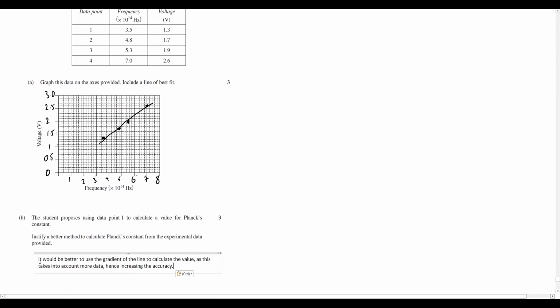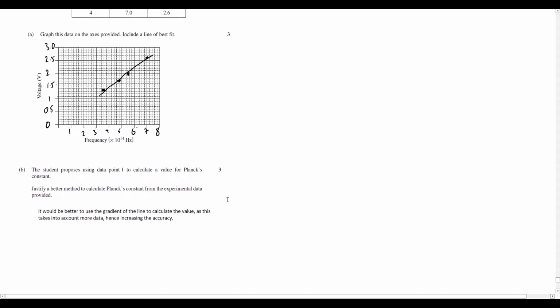So what we can say here is that it would be better to use the gradient of the line to calculate the value, as this would take into account more data, counteracting that problem. It would also increase the accuracy by including all that additional data. That is the easiest way that you can get the full 3 marks for part B.